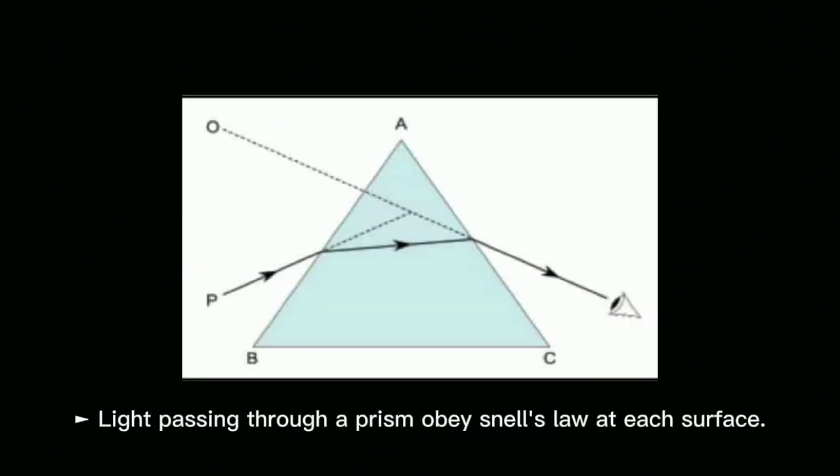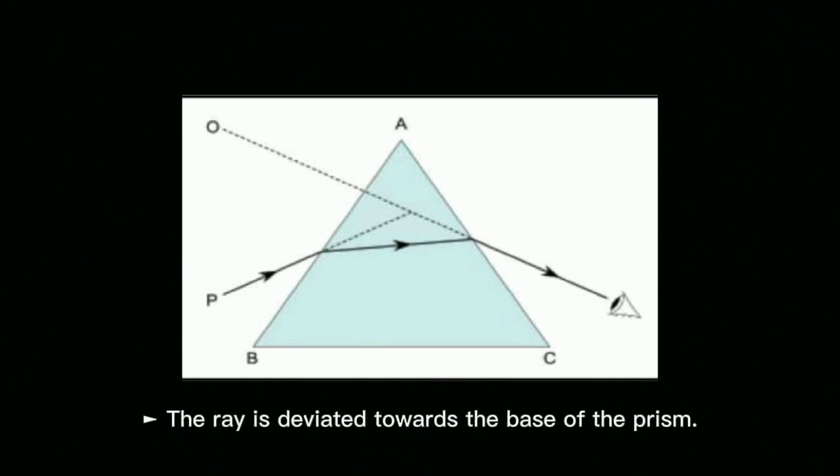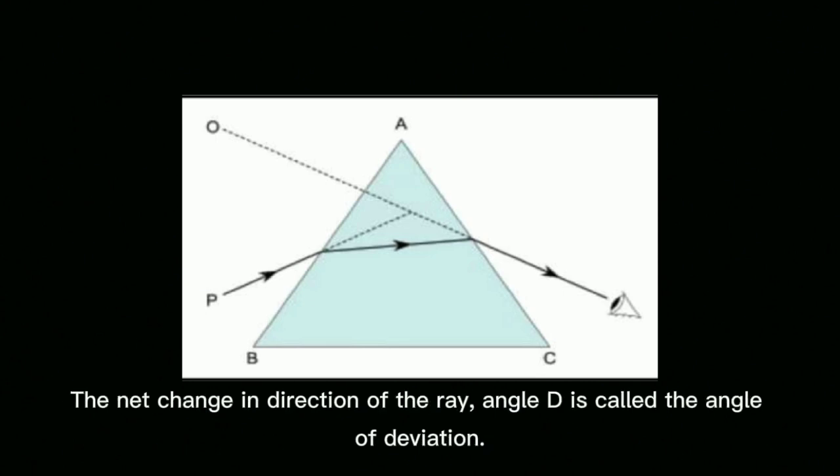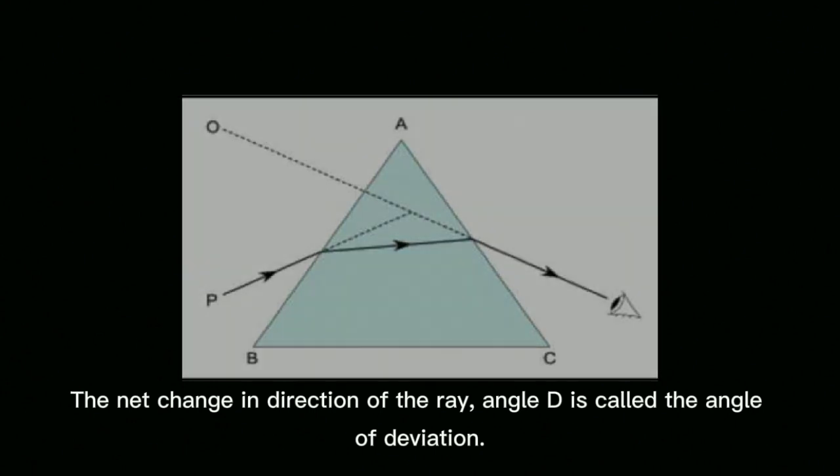Refraction through prism. Light passing through a prism obeys Snell's law at each surface. The ray is deviated towards the base of the prism. This causes objects to be displaced away from the base of the prism towards its apex. The net change in direction of the ray, angle d, is called the angle of deviation.